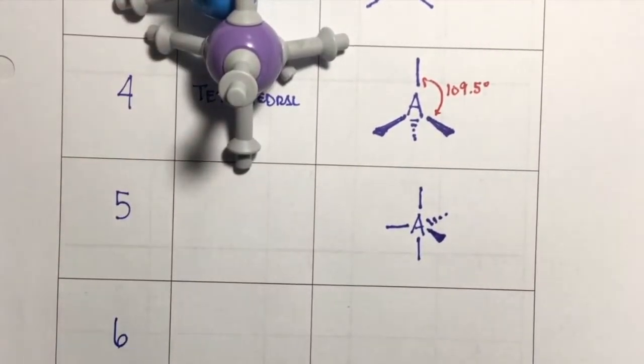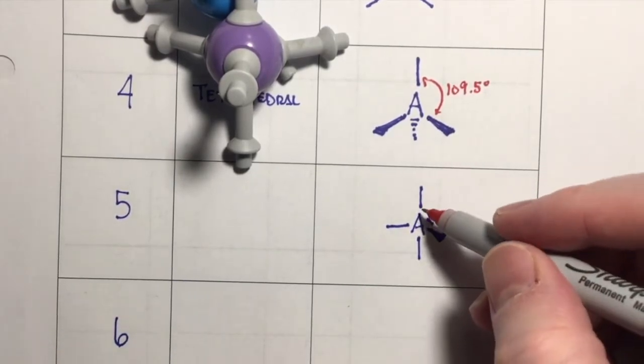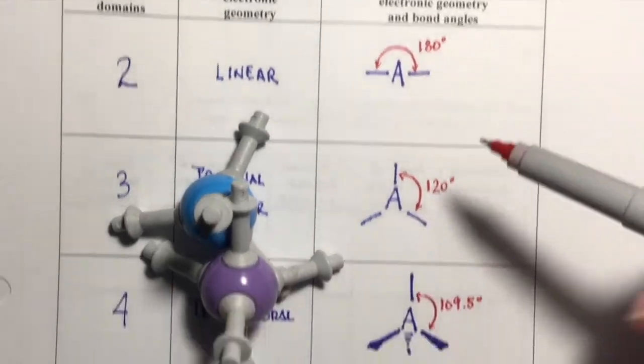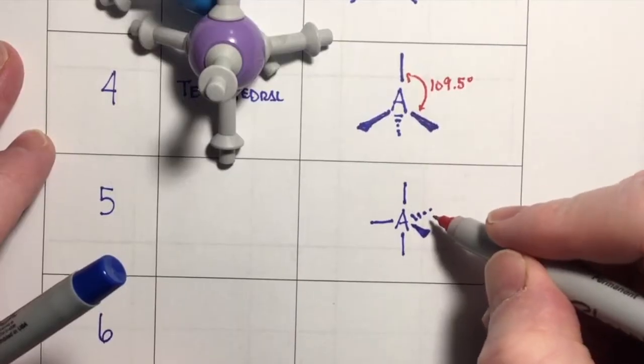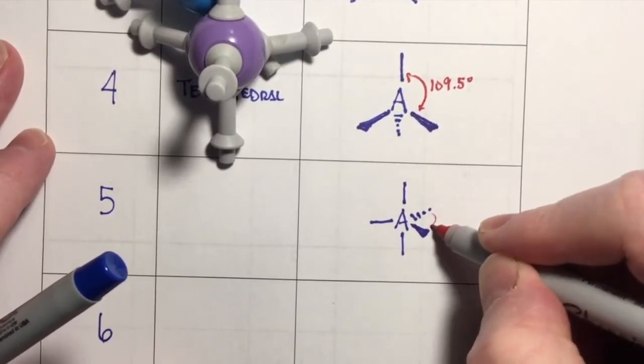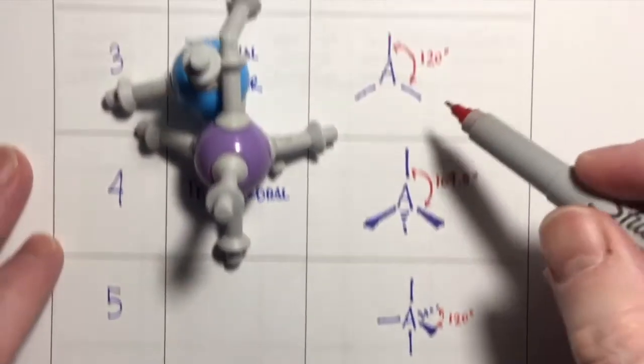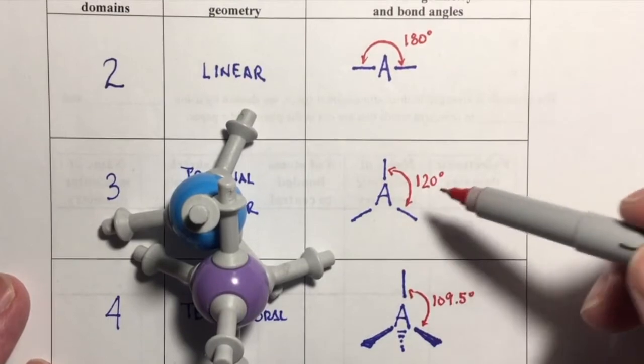What are the bond angles? Well, they are the bond angles that were in my 2 and 3 electron domains. So right here, between the equatorial positions, I have 120 degrees because that's similar to the trigonal planar arrangement around the equator.